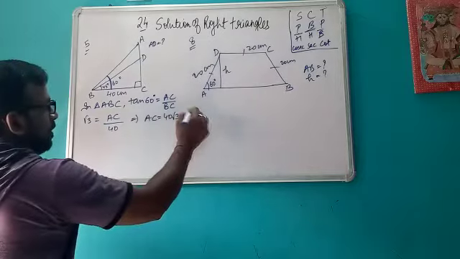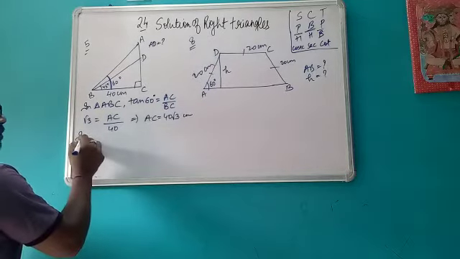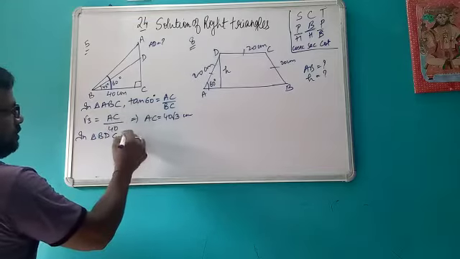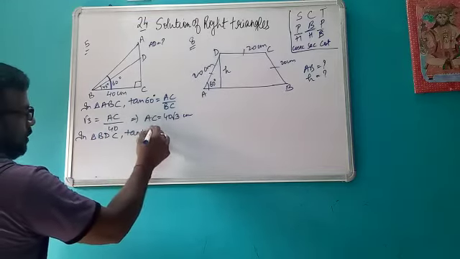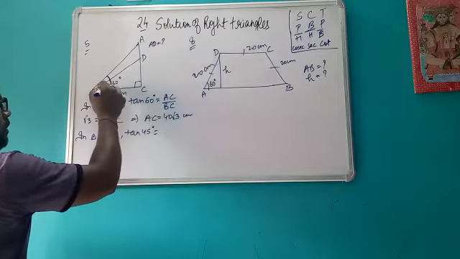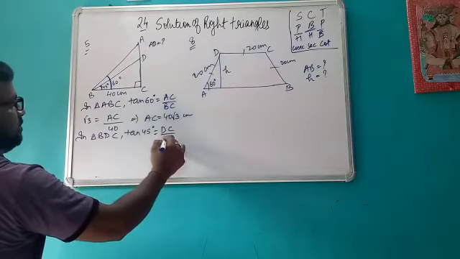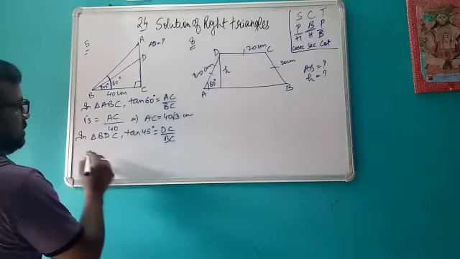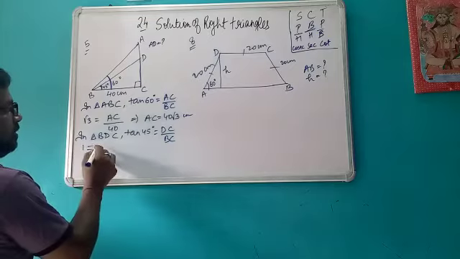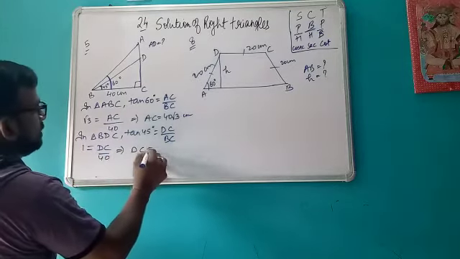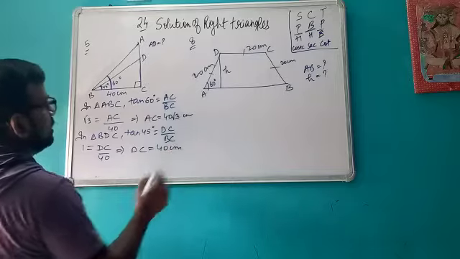Okay. Then I will take one more triangle, in triangle BDC. For this I will take tan of 45 degree, and for this 45 degree this will be the perpendicular and base will again remain the same. So what is tan 45? 1 equals DC upon BC, and what is BC? 40. So from here you will get DC is equals to 40 centimeter.